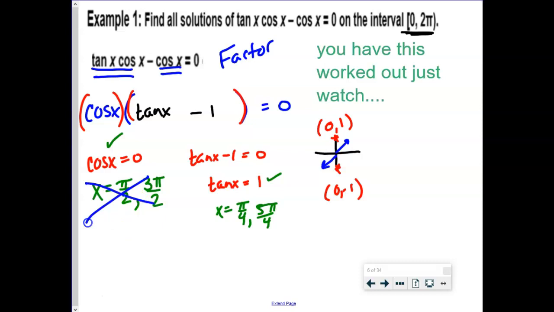I can't use these because tangent is undefined. These are the only 2 solutions that work for this equation. That was incredibly hard, okay? The fact that twist at the end with tangent.